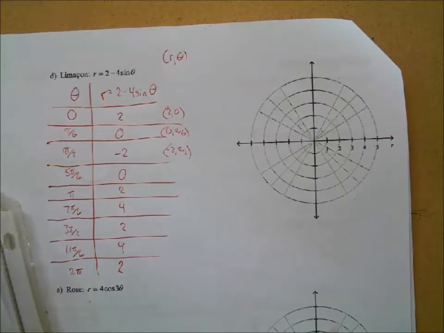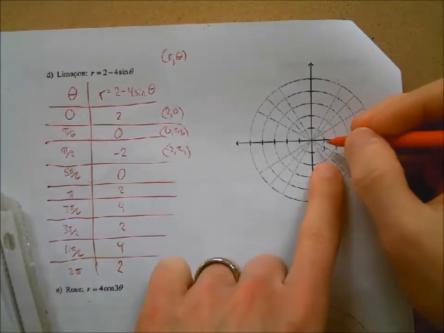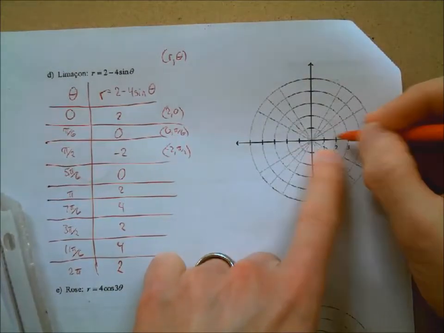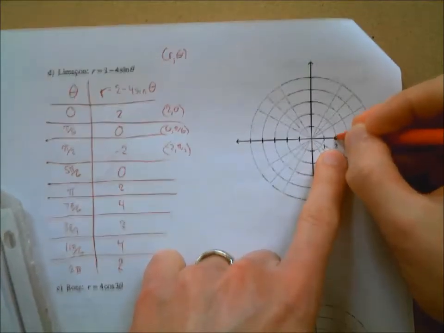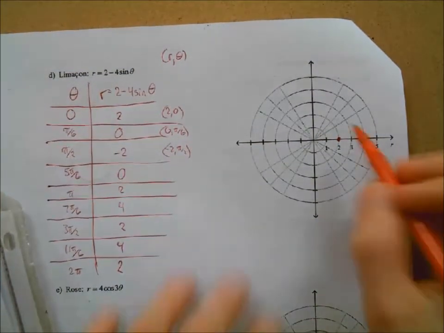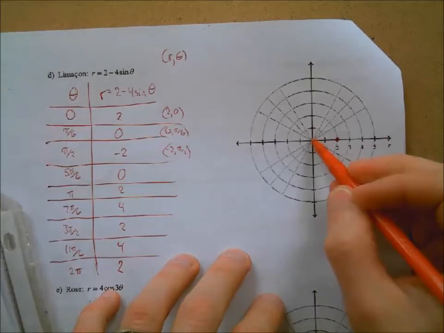So we'll take this a little slowly here, almost snail-like. Okay, we'll go 2 out. Okay, so there's our first point. And then pi over 6, this next one right here, we're at 0.